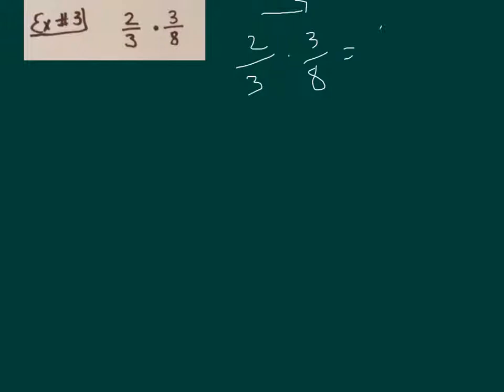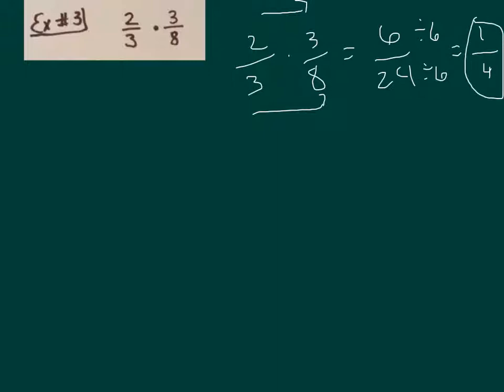So 2 times 3 is 6. And 3 times 8 is 24, and you get an answer of 6/24. Now, this can be reduced, so you should always check for that. If you divide the numerator by 6, you get 1, and if you divide the denominator by 6, you get 4. 1/4 is the answer to 2/3 times 3/8.